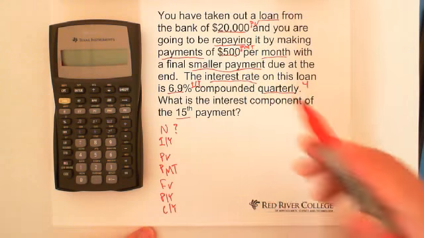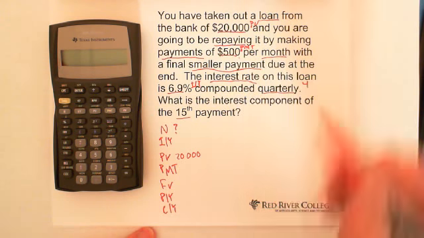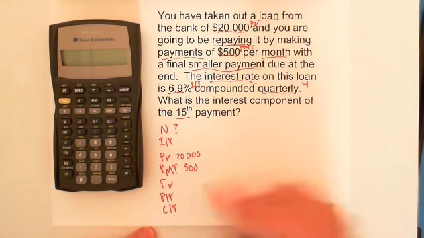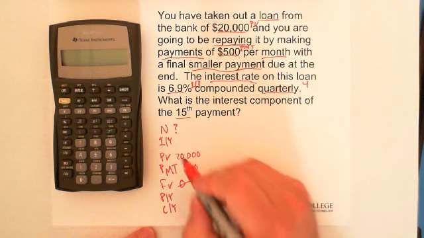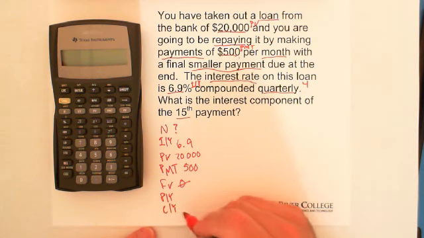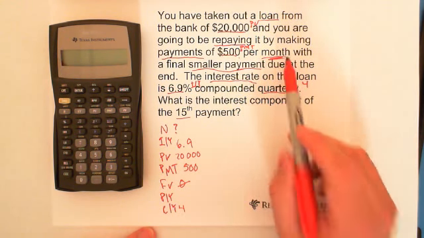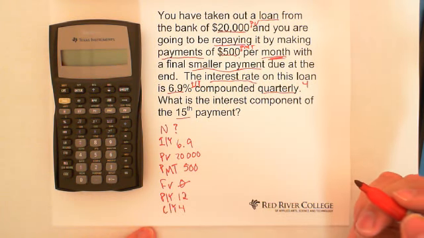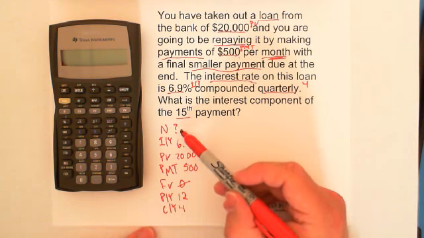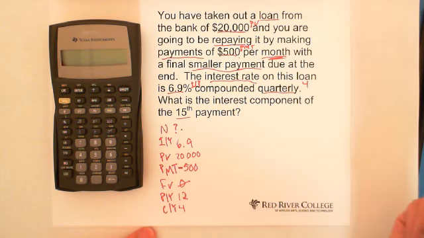So the 20,000 is our PV. That was the first thing given to us. Then we're going to be repaying it by payments of $500. So there's going to be no future value. At the end of the loan, there should be nothing left to owe. The interest rate is 6.9, compounded quarterly. And the payments, oops, we missed that. The payments are actually per month, so P/Y has to be 12. So P/Y and C/Y are different. The other thing we have to remember is because we're solving for n, one of the PV and the payment has to be a negative. I'm going to make the payment a negative because that means that's money going out of our account.